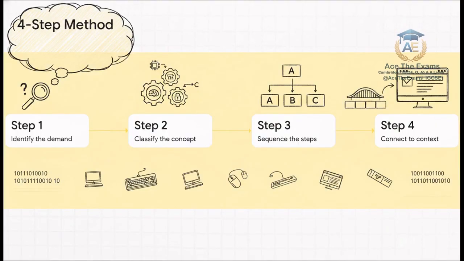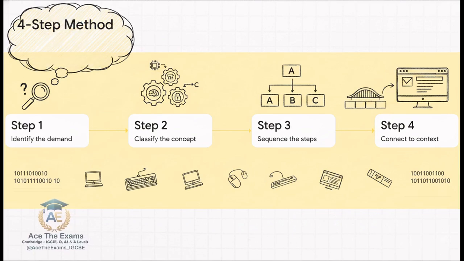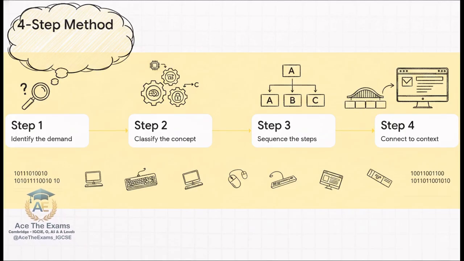To make sure you never write a floating abstraction, you can use this precise 4-step method when you're sweating under time pressure. Step 1. Identify the demand. What is the question actually asking you to do? Step 2. Classify the concept. Are we talking about memory, transmission, security? Step 3. Sequence the steps. Explain the mechanism logically, moving from point A to point B. And finally, Step 4. Connect to context. Always relate your final output back to the specific scenario they gave you.